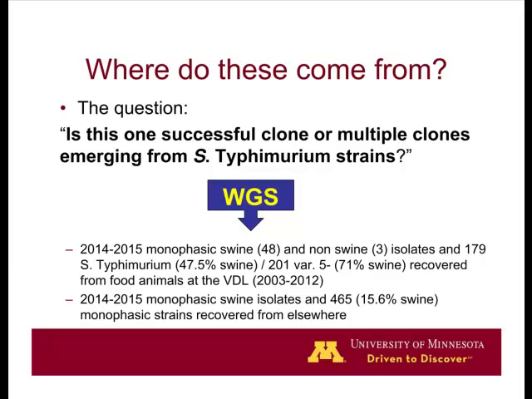Then in a second stage, we compared this set of monophasic swine isolates, plus these three, with all the monophasics that had been sequenced and whose data were publicly available. So we collected all the monophasics, most of them from the US but a few from outside the US, from food animals, from human cases, from food, and we compared them to our Minnesota monophasic strains. What do we see here?